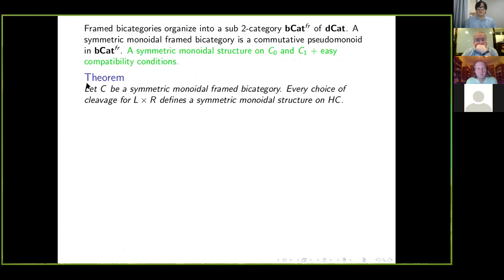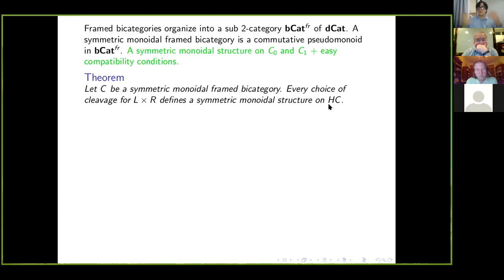this theorem here. If C is a symmetric monoidal frame bicategory, the definition of this thing is relatively easy and quick. It's just the definition of two symmetric monoidal categories plus some coherence conditions. Then every choice of cleavage, so this again is a fibration, so if you choose Cartesian arrows, then the symmetric monoidal structure on this frame bicategory defines a symmetric monoidal structure on its horizontal bicategory.